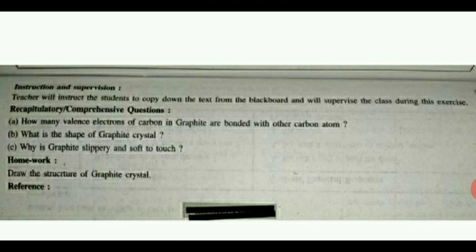After you have asked the questions, you can give the homework on the blackboard, or you can write it on your roller board and present it before the students, and do not give too much homework to the students. Then the last topic in your lesson plan is reference. That means you have to write the name of the book, the writer, and the publisher from which you have made this lesson plan. So this is one of the examples.